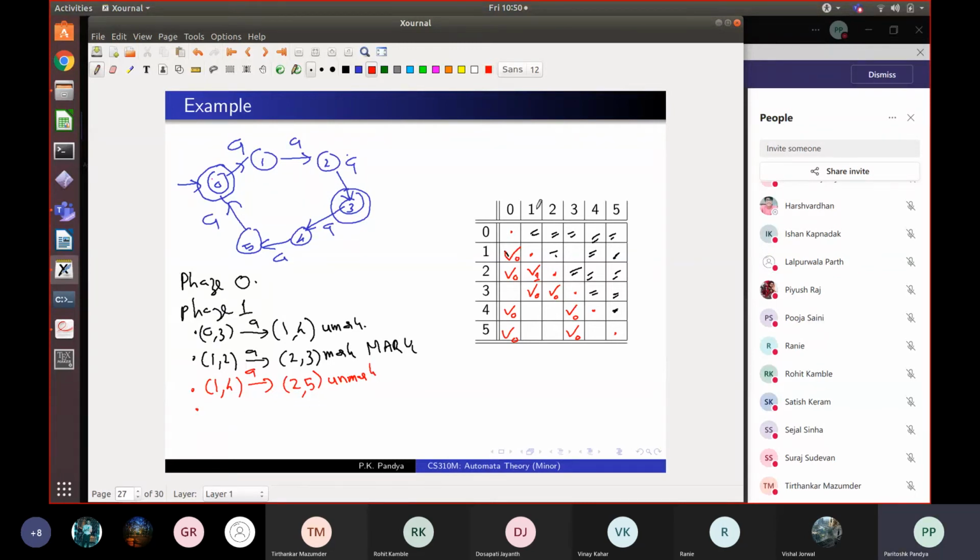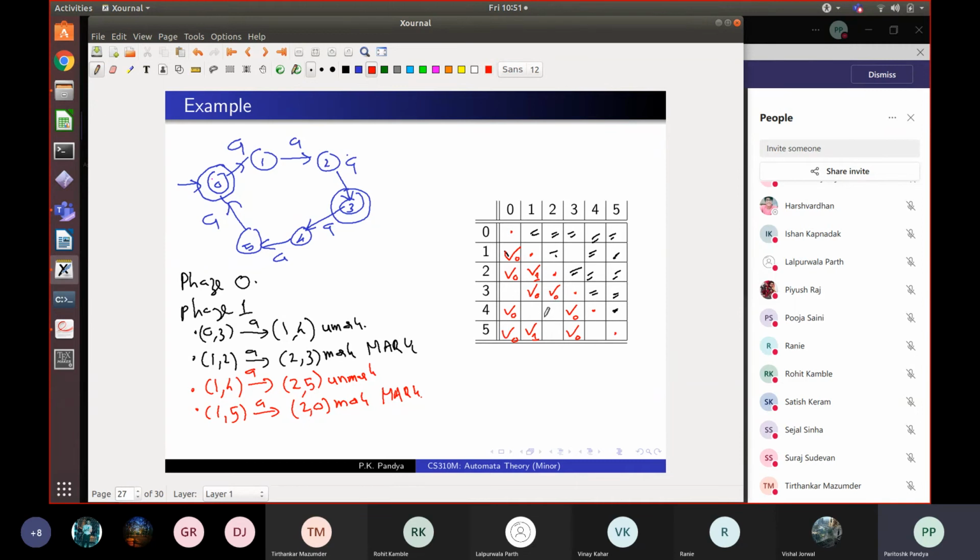Now we consider the next, 1,5. Parth, I continue asking you. 1,5 on A will go to? 2,0. Is 2,0 marked? It is the same as 0,2. Yes, marked. So we've got to mark 1,5, right? So in phase 1, 1,5 also gets marked. I'll put a tick and I'll put number 1 below it. And this is the way in which you complete the table.